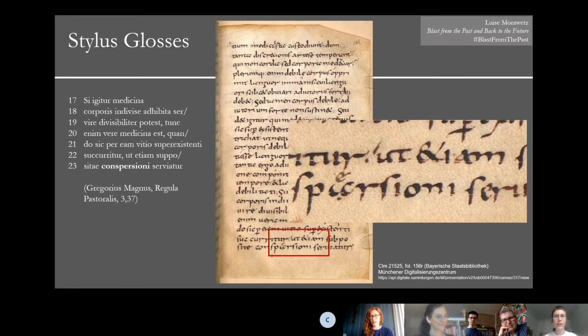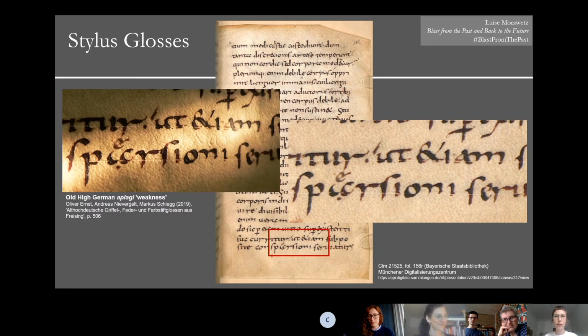And again, would you find the stylus gloss here? It was written with a blunt stylus and therefore not scratched but pressed into the parchment. The gloss says aplagi, which means weakness. As you could see, stylus glosses often get lost during the digitization process because the lighting conditions of digitization differ from the ones that are required to make stylus glosses visible.